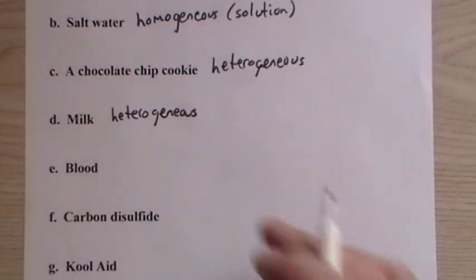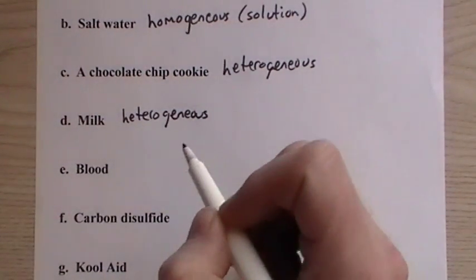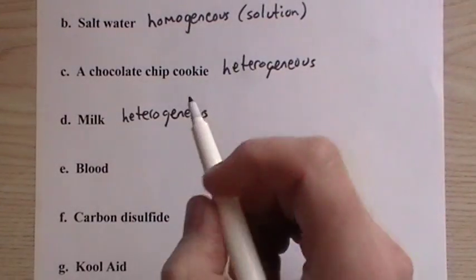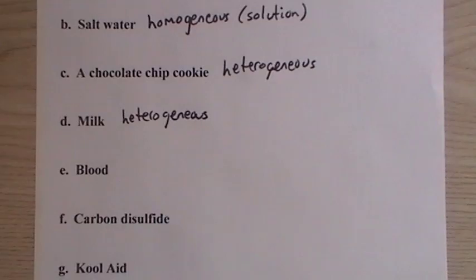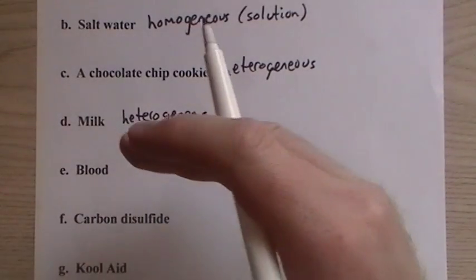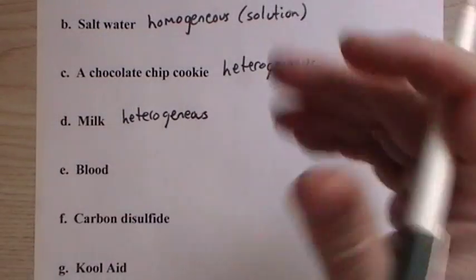Now this is tricky because on milk you'll see that it's homogenized. So students see that homogenized and think, oh, milk must be a homogeneous mixture. No, it's just that the people who bring us milk don't want the fat and oil separating out when it's in the store, because then it forms that yellow layer on top. It doesn't look very appetizing.